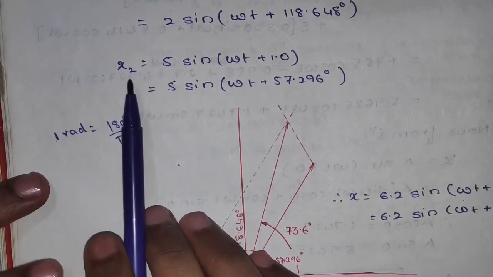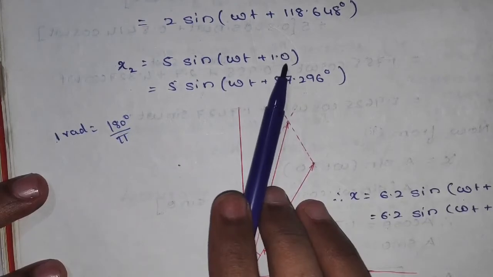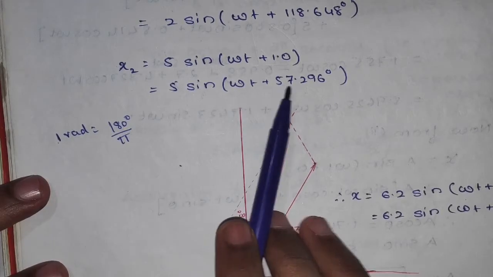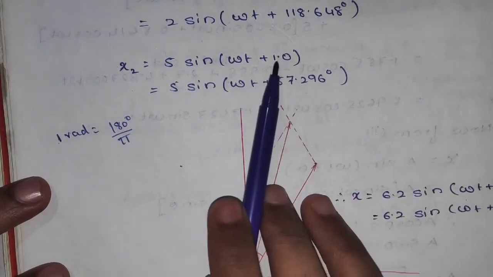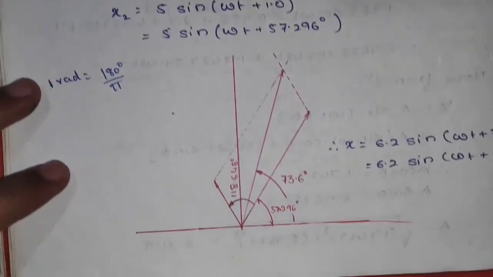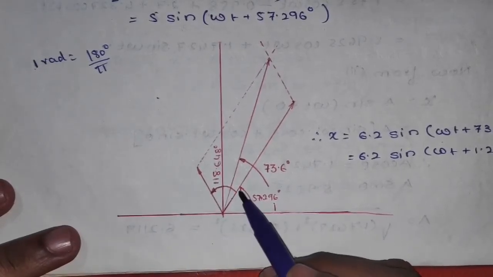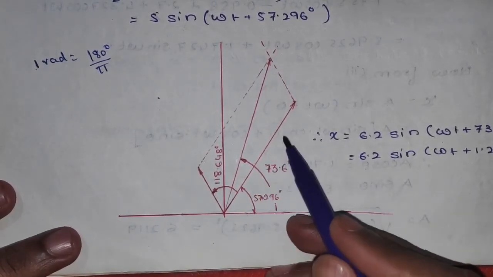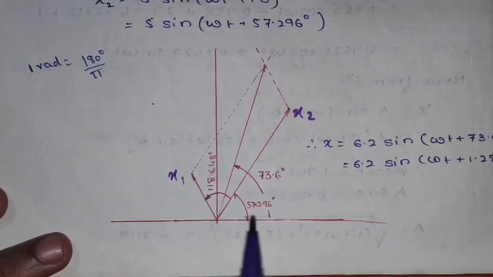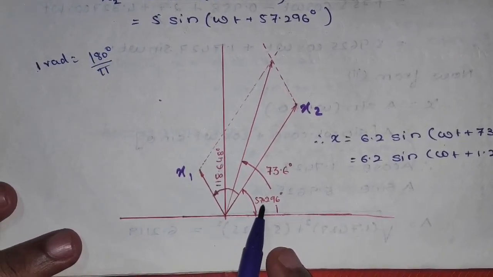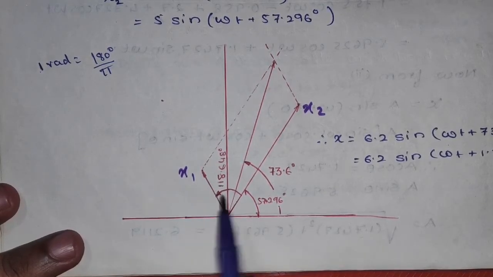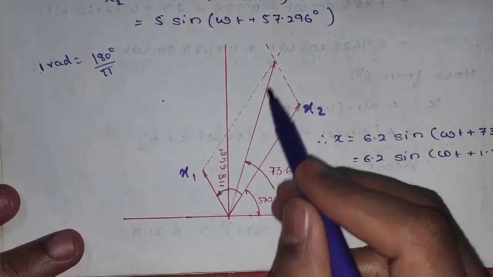Now coming to x2, which is 5 sine omega t plus 1. So this becomes 5 sine of omega t plus 57.296 degrees, since 1 radian converts to 57.29 degrees. So for the graphical representation, I have the first line, this vector is x2 and this is x1. So x2 is at 57.296 degrees and x1 is at 118.648 degrees.